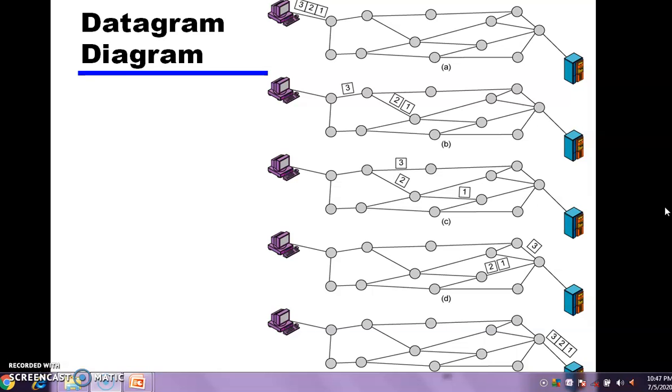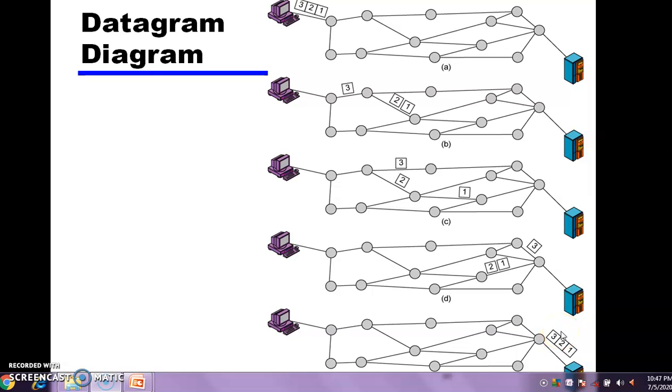It is the duty of the exit node to arrange the packets in order and give them to the destination. So see, in this diagram, we are dividing this data into 3 packets, 1, 2, 3. The 3 is passing through this node and this node, and it is going to the destination by using this route. The 2 is using this route, and it reaches the destination in a different route.